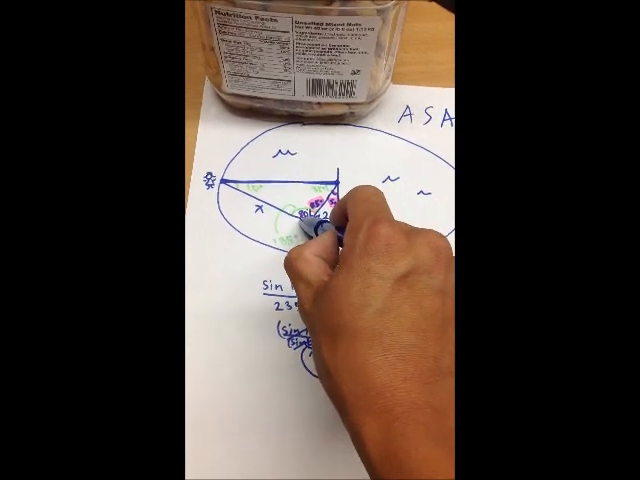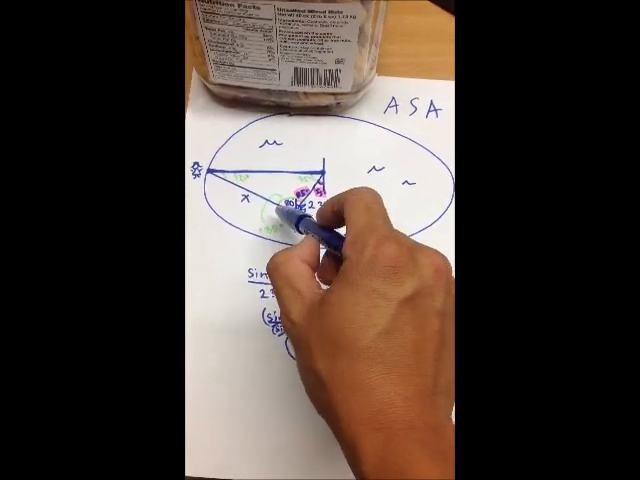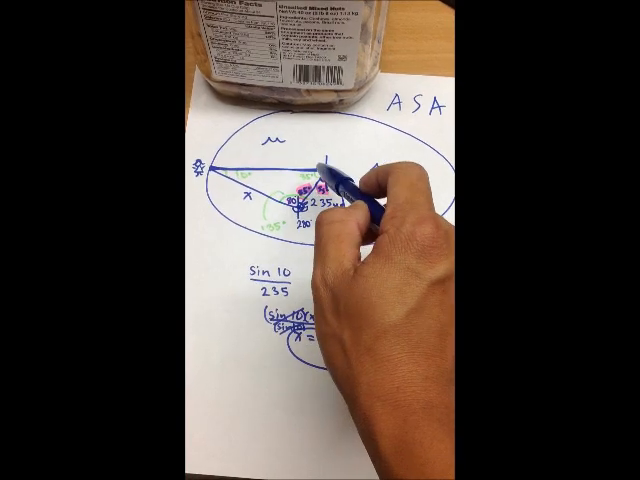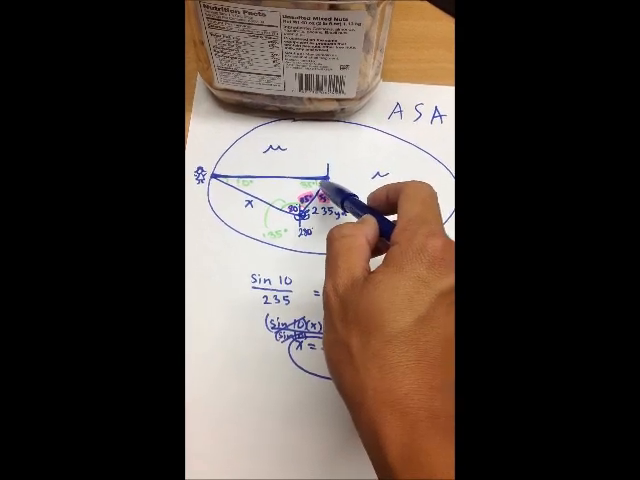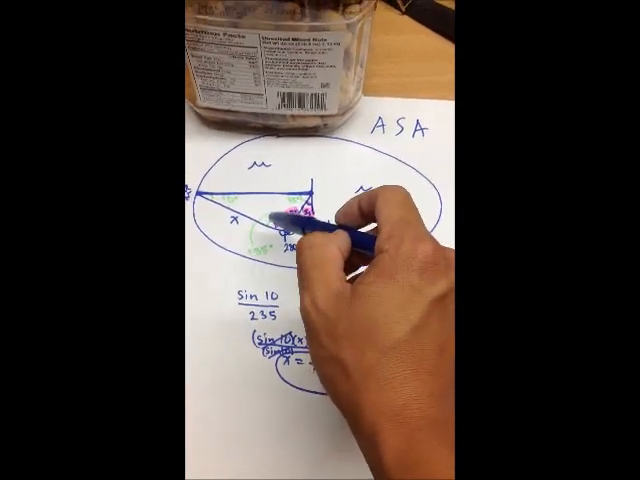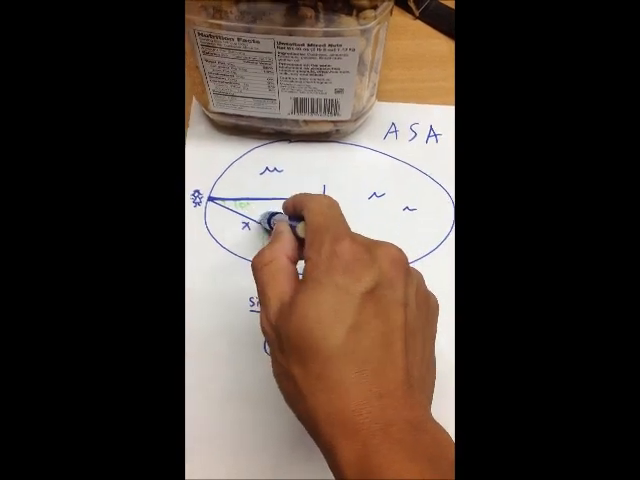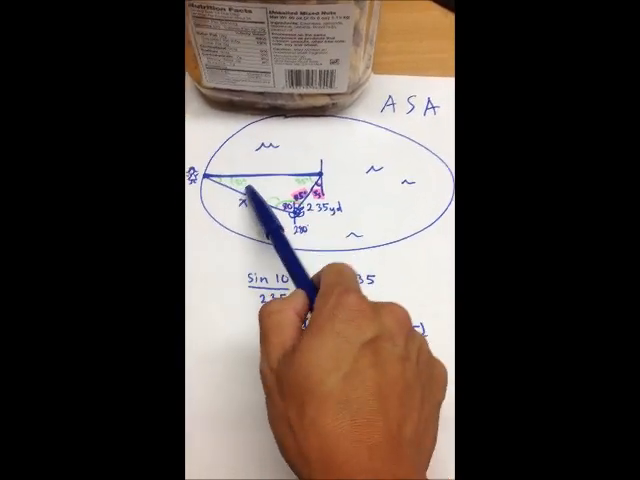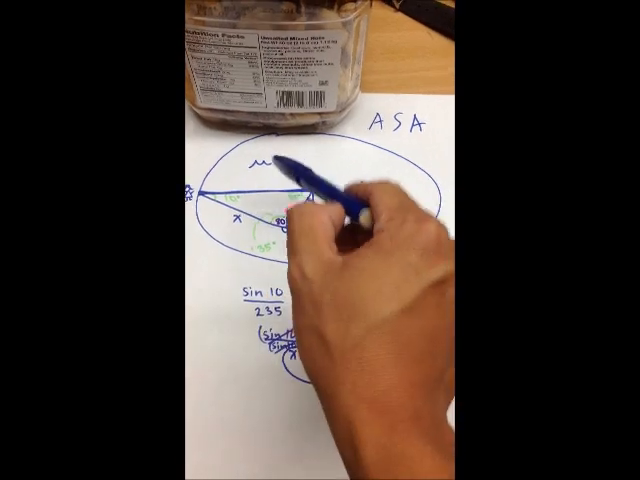55 plus 80 degrees is 135 degrees. That whole angle is 135. 135 plus 35 is 170. 180 minus 170 is going to be 10 degrees. This has to be 10. Okay. We have all three angles now.